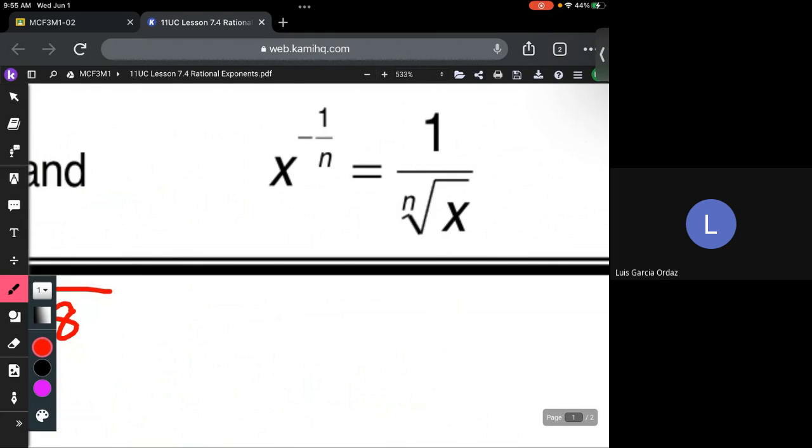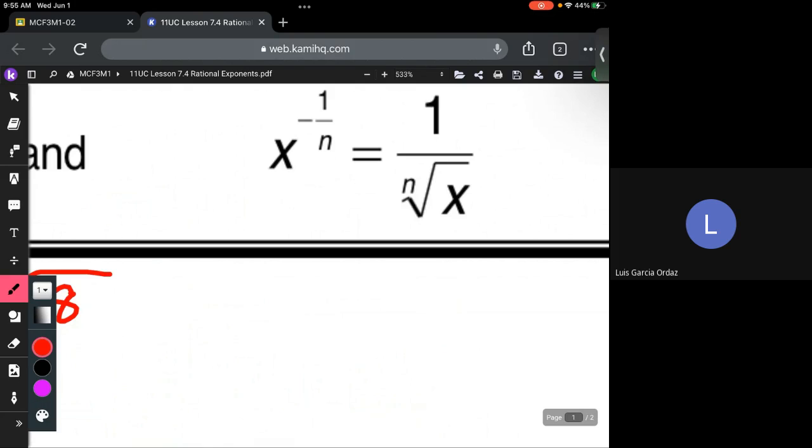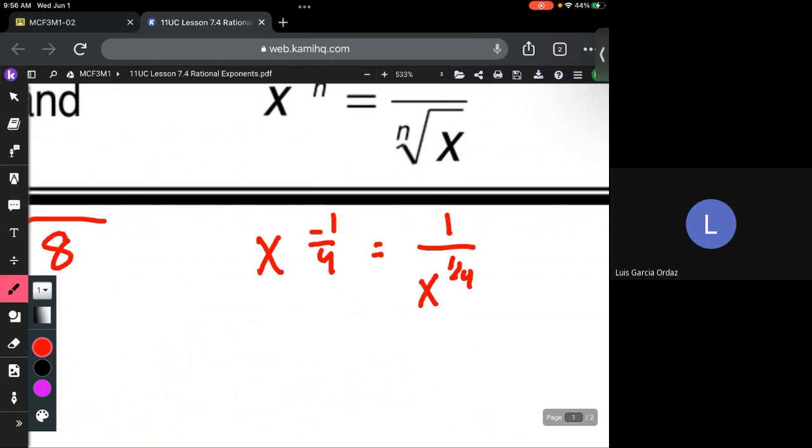Okay, now we have something as x to the power of negative 1 over n. So remember, when we have a negative exponent, all you're doing is bringing it to the bottom. So for example, if I have, let's say, x to the power of negative 1 over 4, I can just write that as 1 over x to the power of positive 1 over 4. And then that becomes 1 over the quartic root of x.